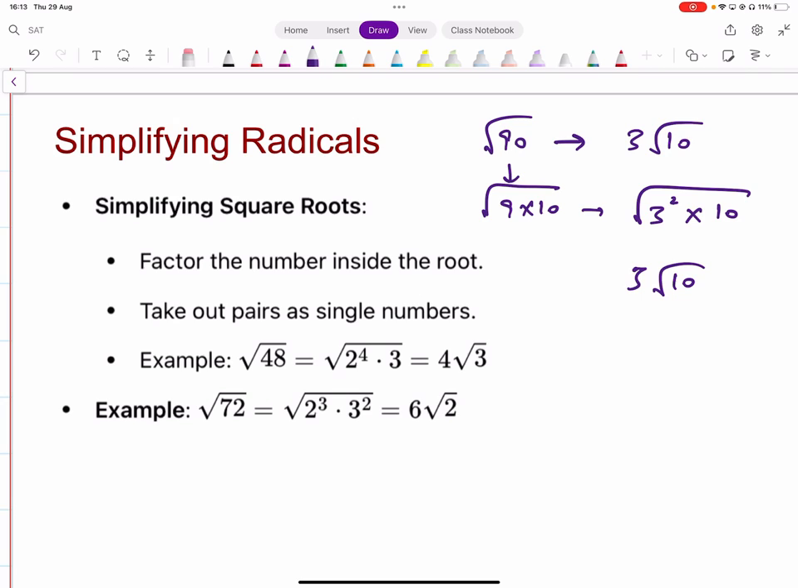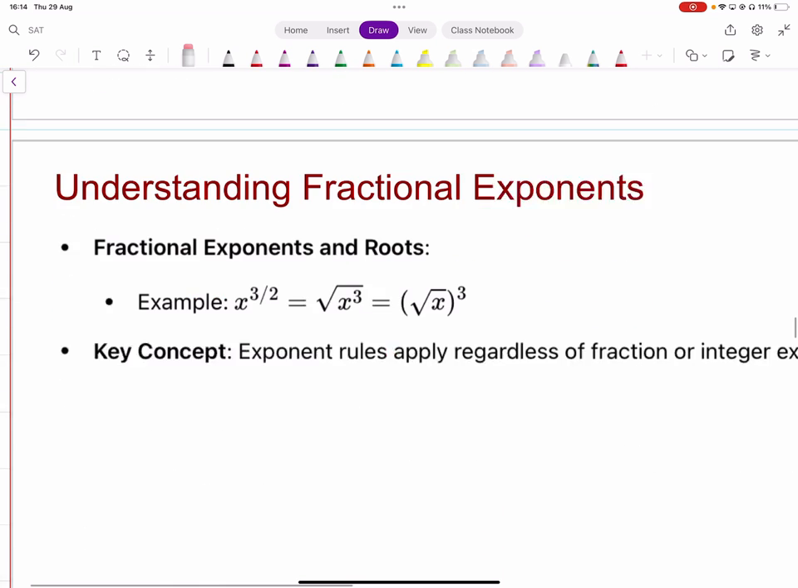So even if you don't know how to do it manually, make sure you have a calculator that can do it for you. All right? But these forms are equivalent. Under root 90 and 3 under root 10, it's the same number. Is that okay? All right.